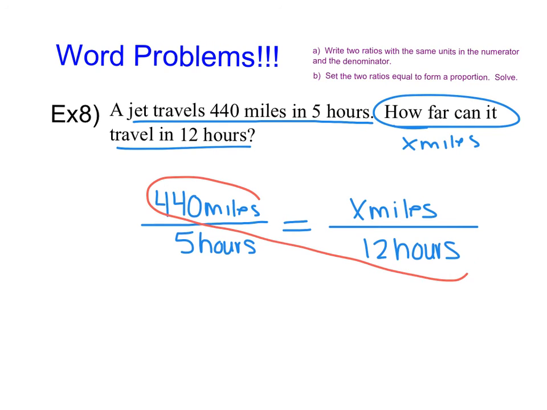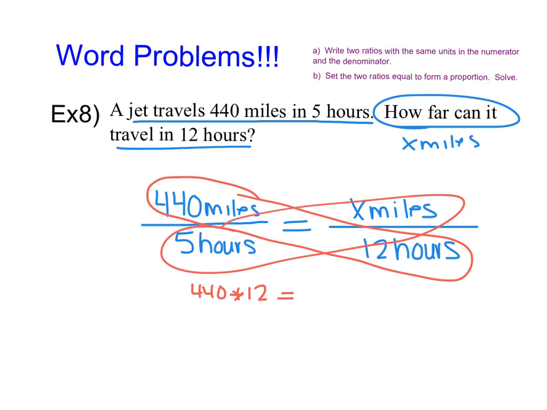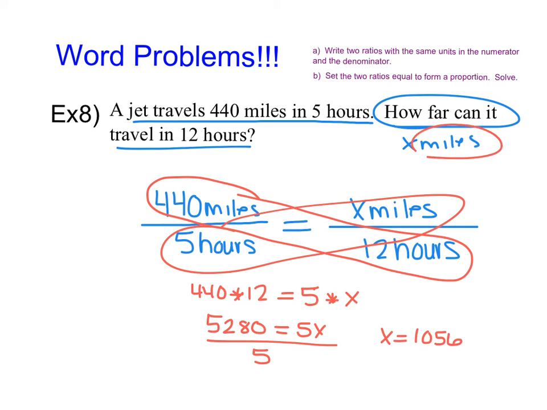So now I'm going to use cross multiplication. So I take 440 times 12 is equal to 5 times x. So now I take 440 times 12, and I find 5,280 is equal to 5x. Divide both sides by 5, and x is equal to 1,056. And remember, I don't stop here. I'm finding how many miles. So this is 1,056 miles.